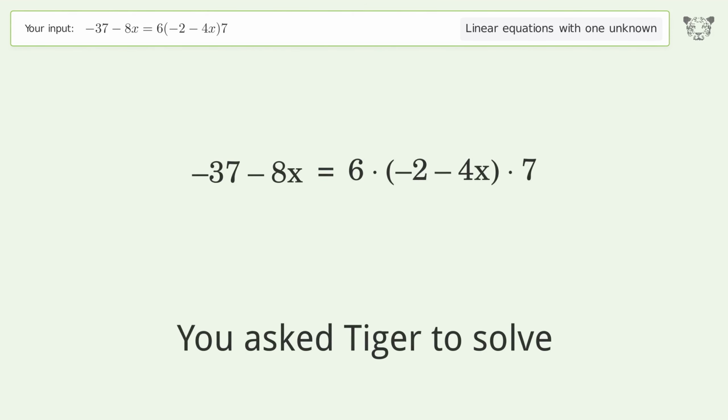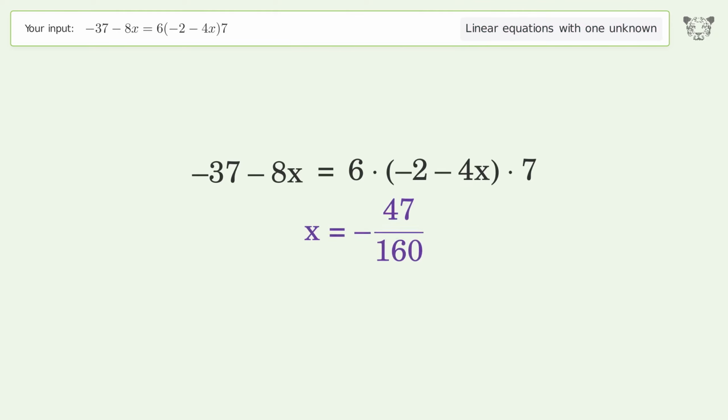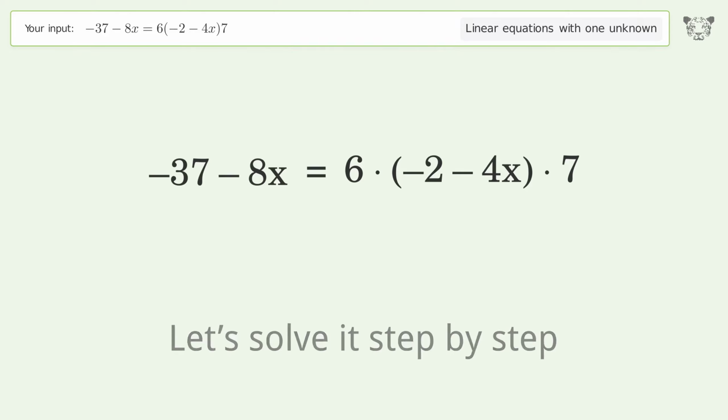You ask Tiger to solve. This deals with linear equations with one unknown. The final result is x equals negative 47 over 160. Let's solve it step by step.